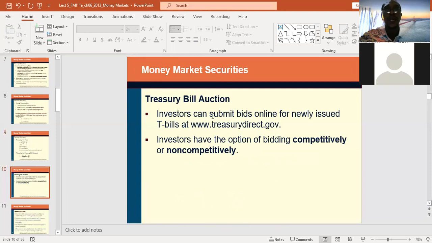In terms of how the Treasury bill functions, investors can submit their bid online for newly issued Treasury bills. So if investors are interested in buying the Treasury bills, they can show interest by submitting their bid online. Investors have the option of bidding using a competitive approach or a non-competitive approach. Competitive approach means that anybody who is interested can show their interest. Then the government will decide who they want to sell to.